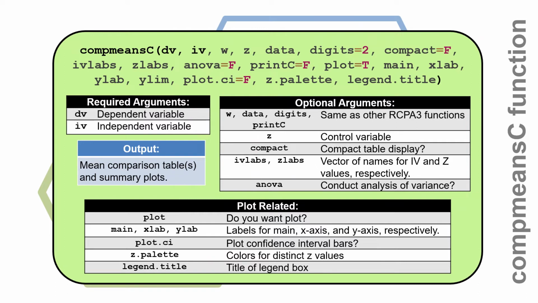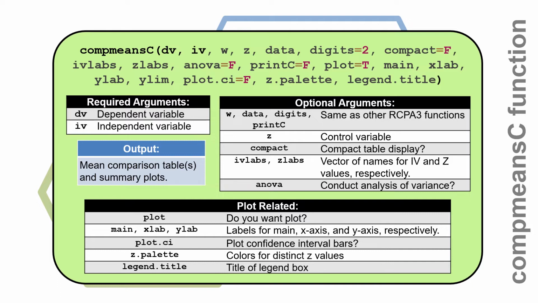The compmeansC function is one of the most powerful functions in the RCPA3 package, and we use it a lot in the book. The required arguments are fairly simple, but there are a lot of optional arguments and plot-related arguments which allow you to do a lot with compmeansC. In this video, I'm going to focus on the compmeansC function's plot-related arguments. I cover other uses of compmeansC, like making basic comparisons, controlled comparisons, and hypothesis tests in separate videos.